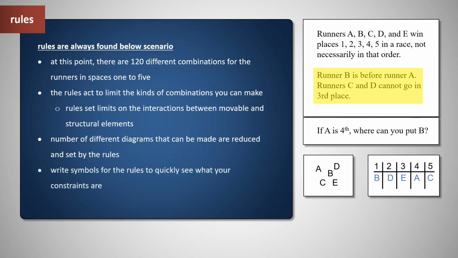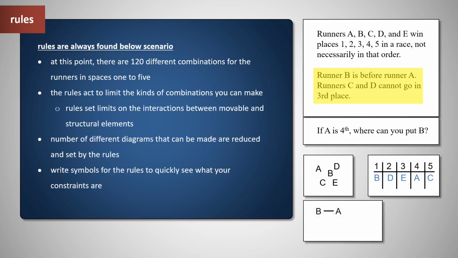What you want to do is write symbols for the rules to quickly see what your constraints are. So when you're working through the questions, going through the answer choices and testing them out, trying to make a diagram, you can quickly see whether or not the diagram you're making falls into those that can be made, by looking at what you've symbolized.